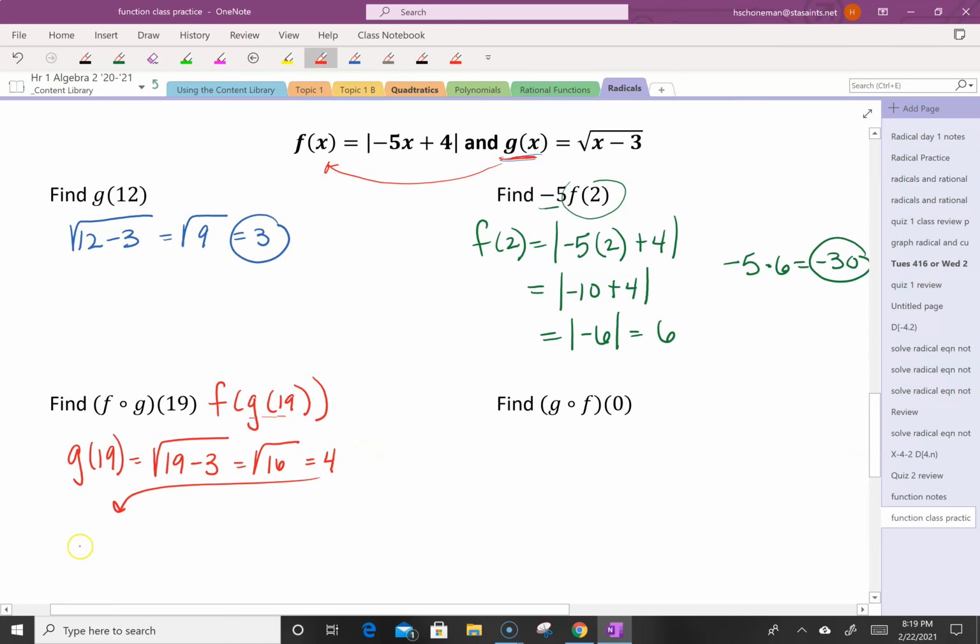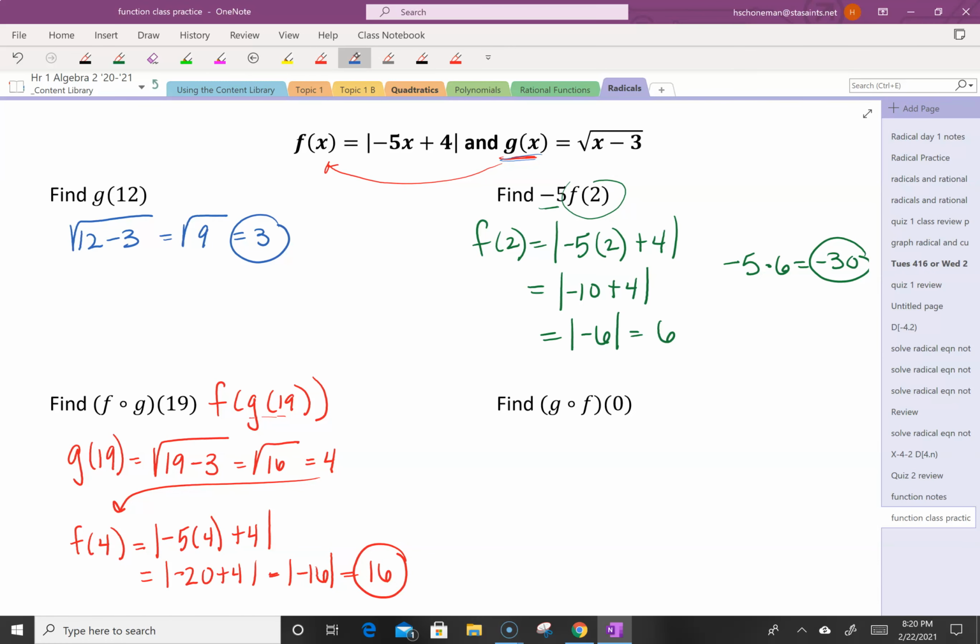Once I get that answer, then I'm going to plug that answer into the f function. I knew I had to do g first because it was on the inside, and I'm going to work from the inside out. So f of 4 would be the absolute value of negative 5 times 4 plus 4. Negative 5 times 4 is negative 20. Negative 20 plus 4 is the absolute value of negative 16, which is positive 16. And there's my answer.